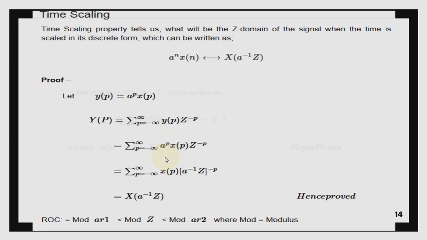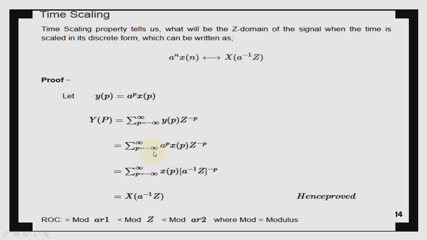Time scaling. The scaling property tells us what will be the z transform of the signal when the time is scaled in its discrete form, which can be written as a raised to n x of n, that is transformed after the z transform to x of a raised to minus 1 into z. So let us derive this property. y of p is equal to a raised to p x of p. So your y of p z transform is summation p is equal to minus infinity to infinity y of p z raised to minus p.